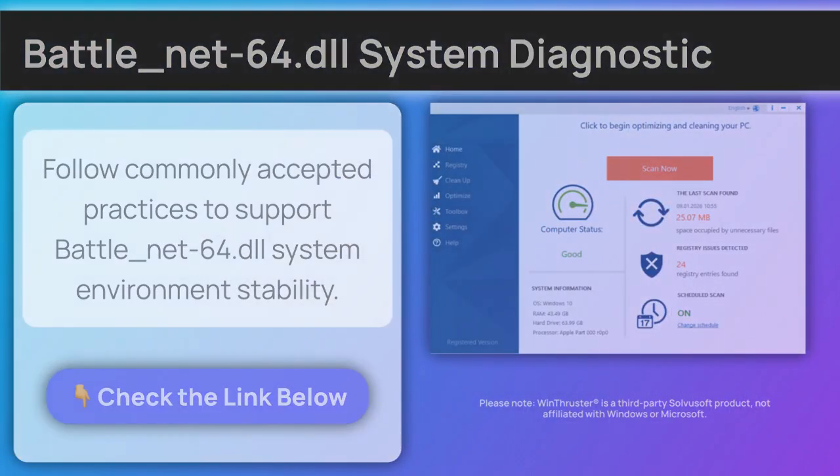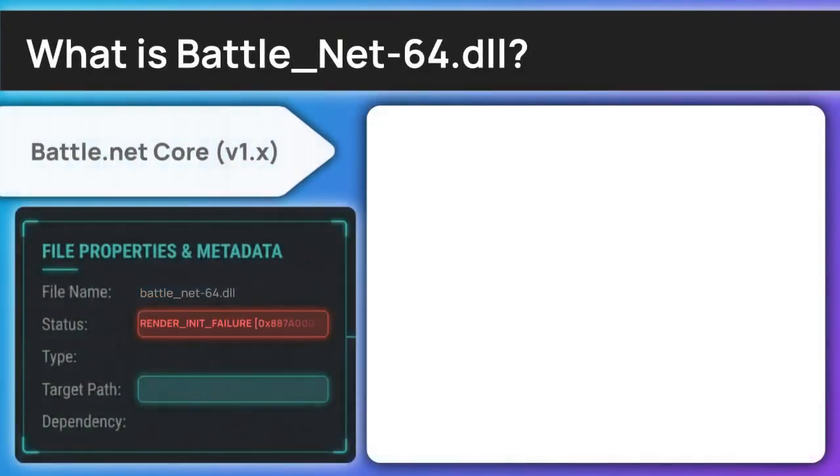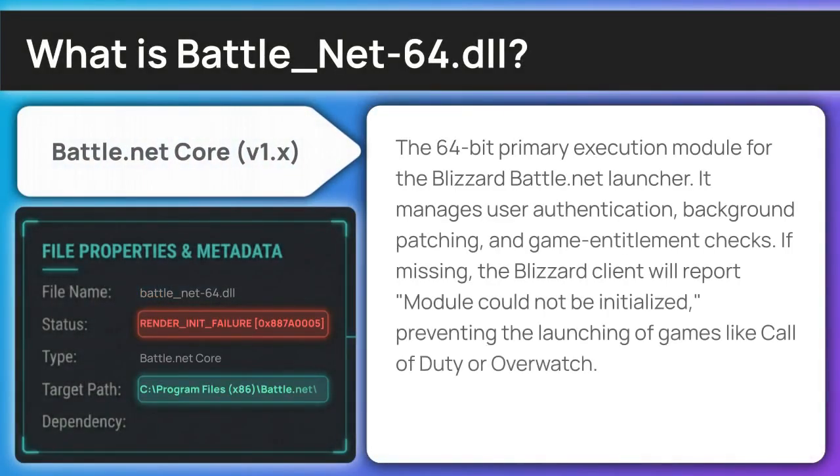This is the BattleNet 64 Library, the 64-bit primary execution module for the Blizzard Battle.net launcher. It manages user authentication, background patching, and game entitlement checks. If missing, the Blizzard client will report module could not be initialized, preventing the launching of games like Call of Duty or Overwatch. Let's transition to the solution, starting with the official Microsoft redistributable.